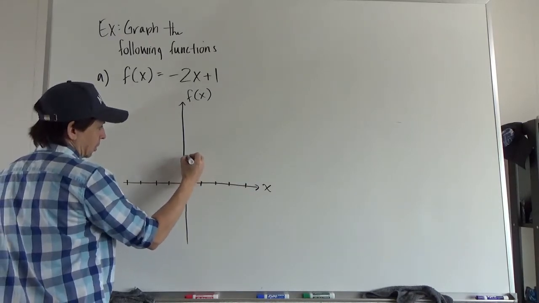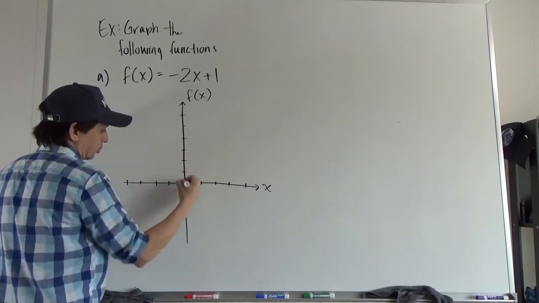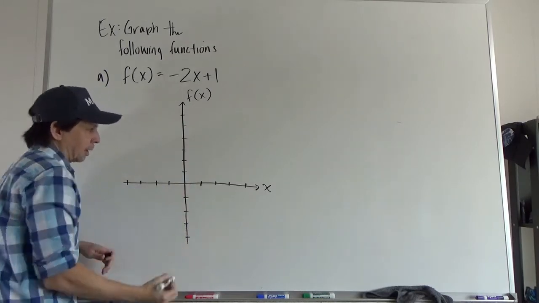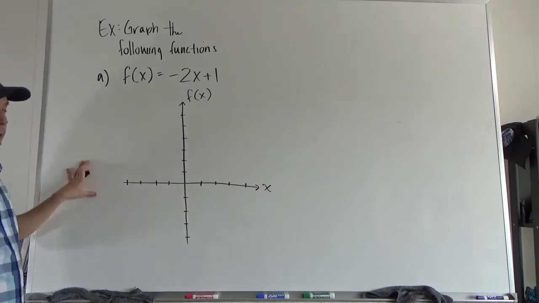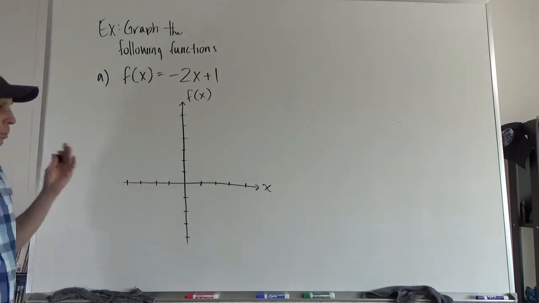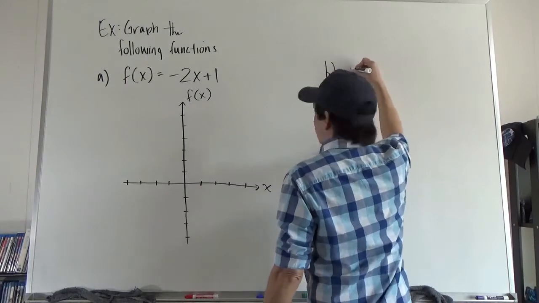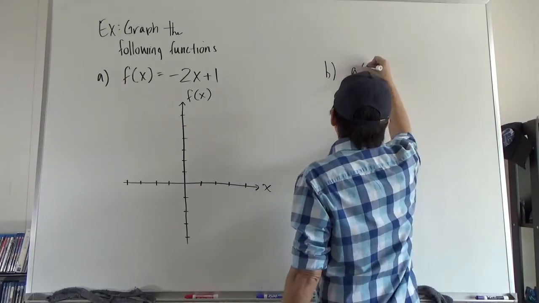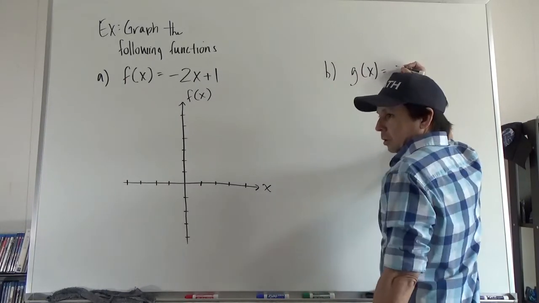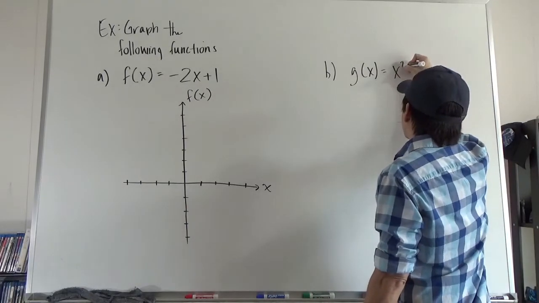Okay, and you're going to be given a grid on your homework. Let me just make a somewhat nice graph for this. Leave some room here because we're going to make a table and plot some points to see what this graph looks like. After we do that, we'll move on to graphing g of x is x squared minus 3.